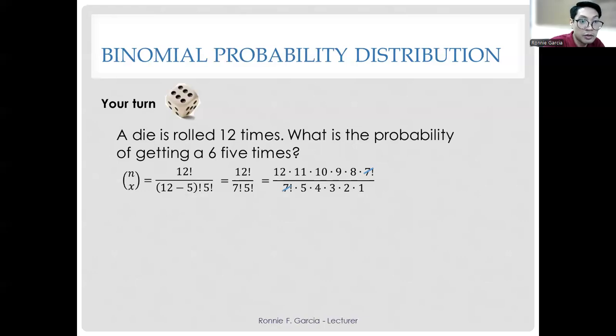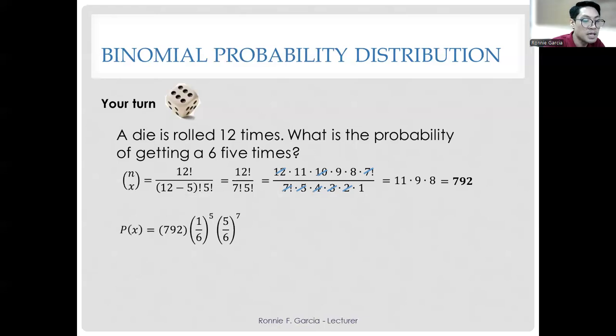And for the other values, we can have 4 times 3, that is equal to 12. So 12 can be canceled out as well. And for 5 times 2, that is equal to 10. So 10 can be canceled out in the numerator, leaving us with 11 times 9 times 8. And that is equal to 792. That is our first coefficient.